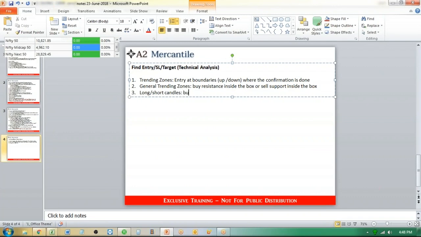Okay. Buy the red candle top or sell the green candle bottom. Correct? Wick or bottom. Clear?